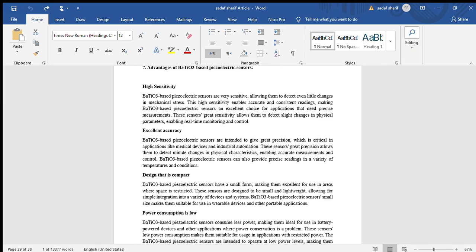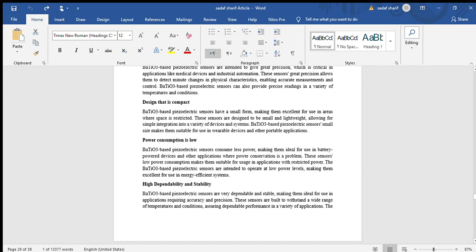Barium titanate based piezoelectric sensors are intended to give greater precision, which is critical in applications like medical devices and industrial automation. The sensors' great precision allows them to detect minute changes in physiological characteristics, enabling accurate measurement and control. Barium titanate based piezoelectric sensors can provide precise readings in a variety of temperatures and conditions.